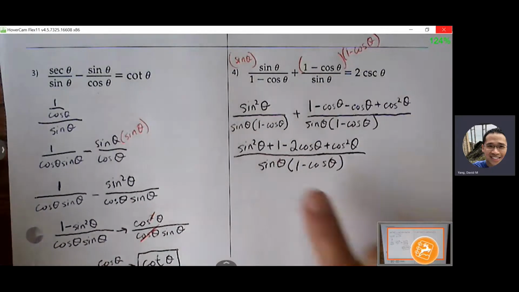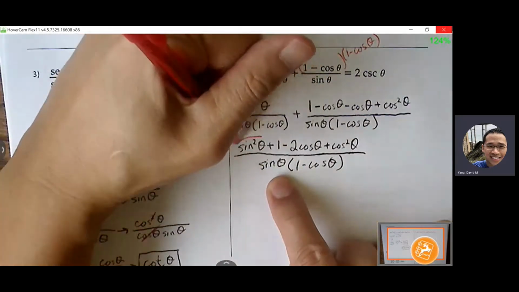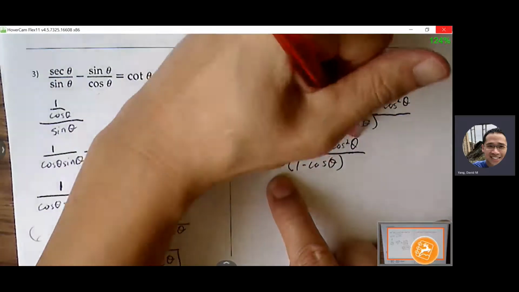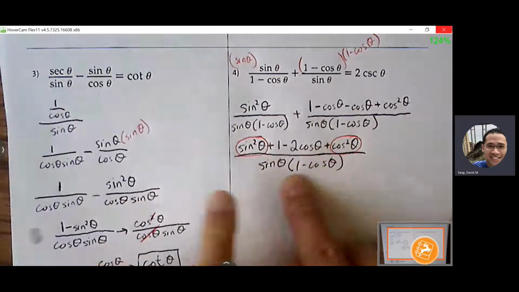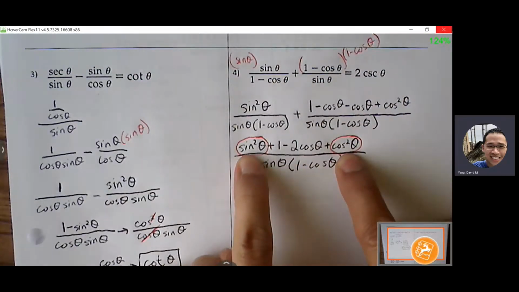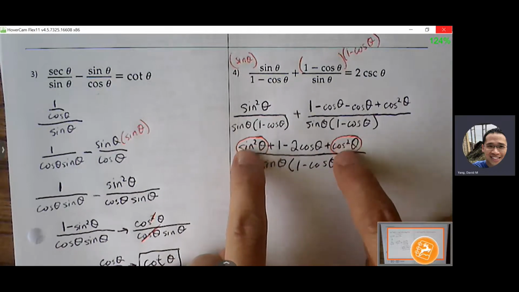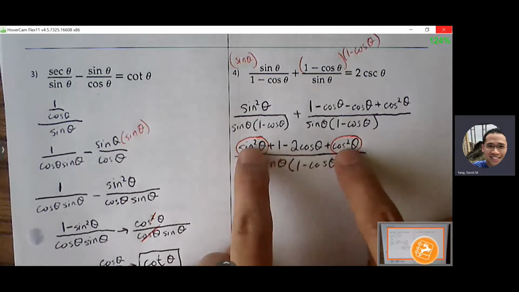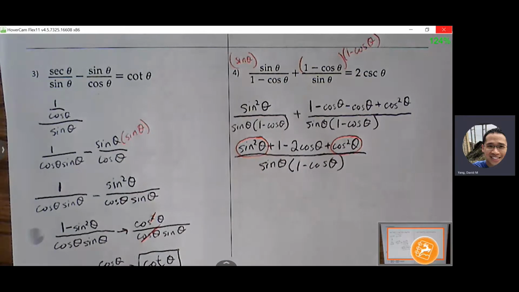Okay. The sine squared and cosine squared can merge nicely for us. We have an identity that we can apply here. Sine squared plus cosine squared is 1. And then, because that's 1, we have another 1 here. 1 plus 1 is 2. You guys see that?